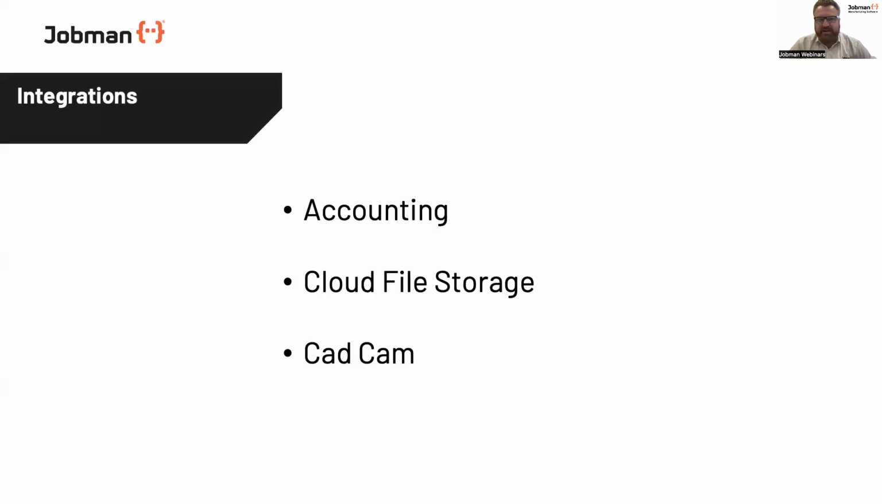Currently, the main three integrations that Jobman has are accounting software, cloud file storage, and a number of CAD CAM packages. There are plans to build out some more integrations in the future, including supplier integrations, which I'm sure many of you have heard of, and other integrations, including API integration via packages such as Zapier to be able to connect your Jobman out to a variety of packages and software platforms around the world, which is very exciting. But today we're going to focus on the main three.